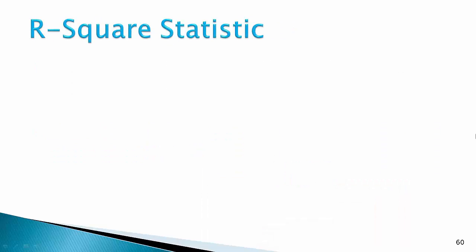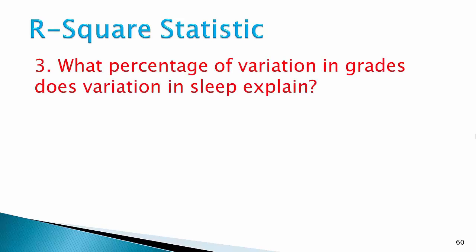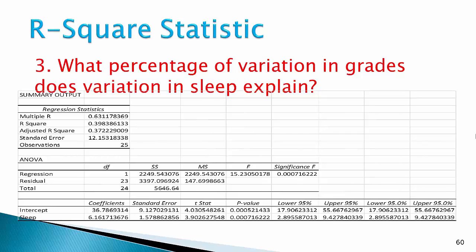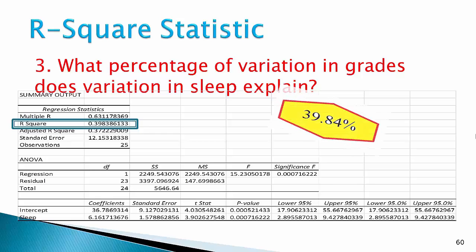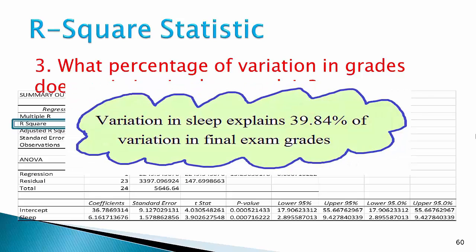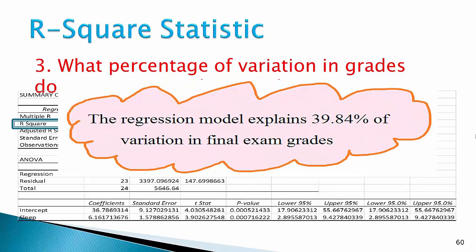Time to cover a new aspect of regressions that we've yet to discuss. Question 3 asks, what percentage of variation in grades does variation in sleep explain? In other words, how good is sleep at explaining grades? Well, simply look at the Excel output for the sample regression, and we'll find the R-square statistic here. Convert that to a percentage and we get 39.84%. This tells us that variation in sleep explains 39.84% of variation in final exam grades. Alternatively, we can view this as the regression model explaining 39.84% of variation in final exam grades.